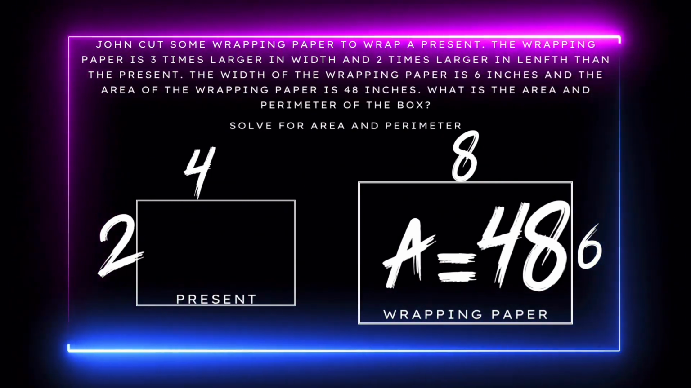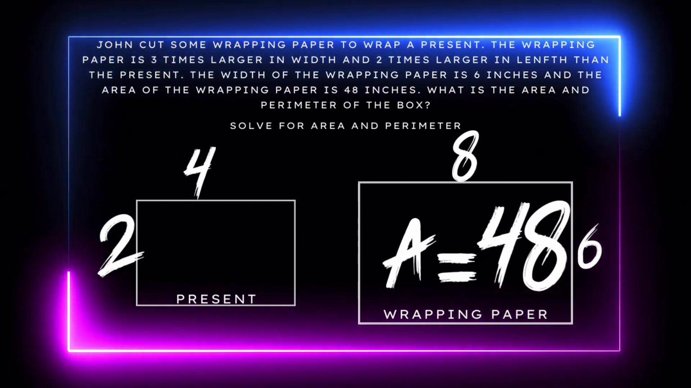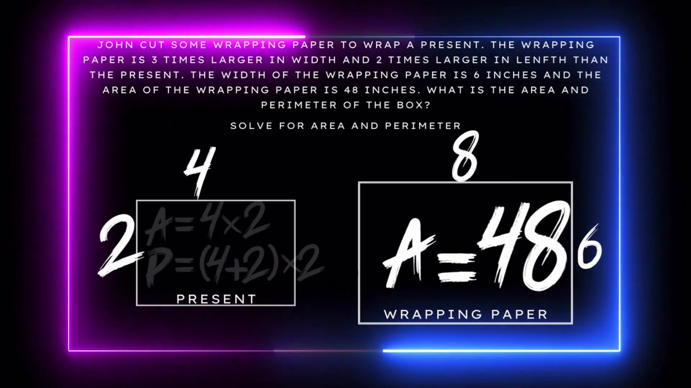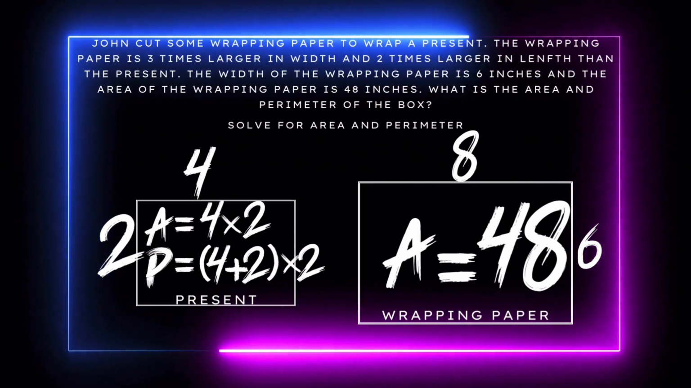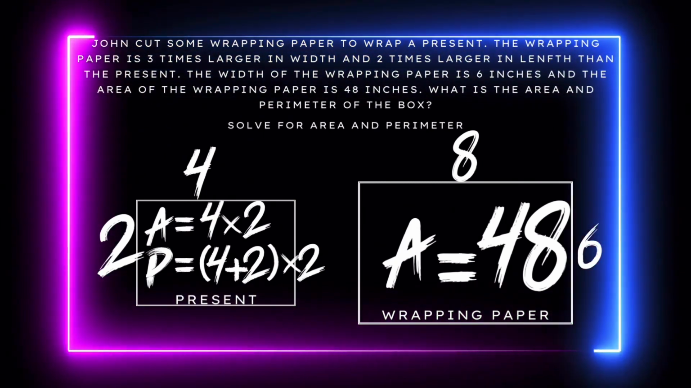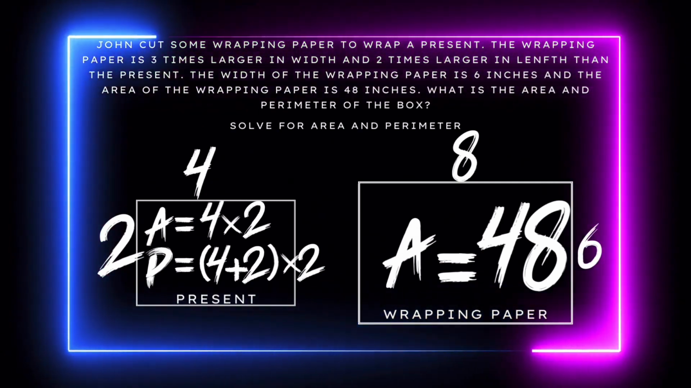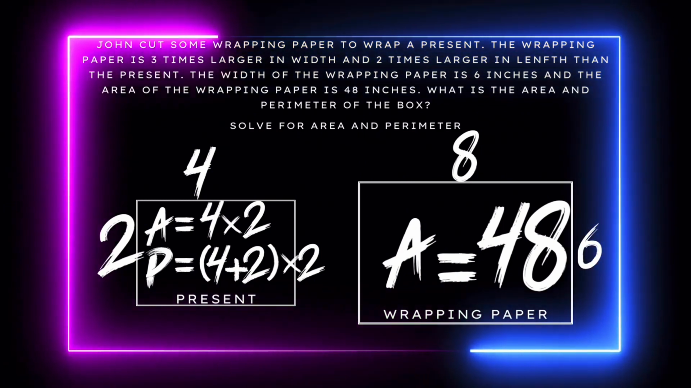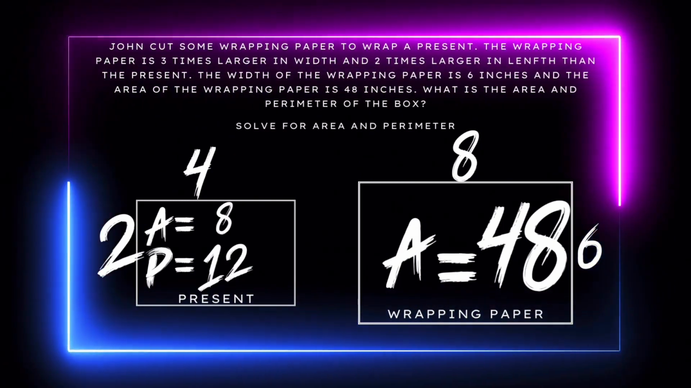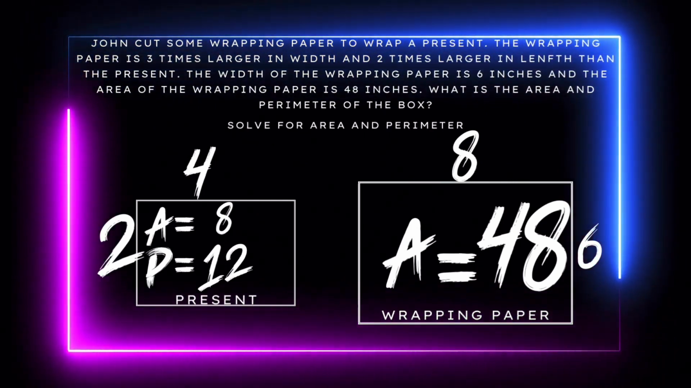So we know that area equals length times width. We know that perimeter equals length plus width, times 2. I'm going to show the length plus width times 2 right here. So we've got area equals 4 times 2, and the perimeter equals 4 plus 2 times 2. So 4 times 2 is going to equal 8, and 4 plus 2 is 6, and 6 times 2 is 12. So you have solved this beast of a problem.